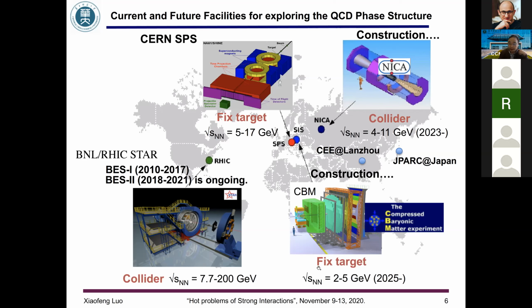And also two lower energy experiments are under construction: the MPD experiment at the NICA, and the CBM experiment at the GSI FAIR. The NICA is a collider experiment, and the CBM experiment is a fixed target experiment. And there is also an experiment called SPS, which is a fixed target experiment at CERN.